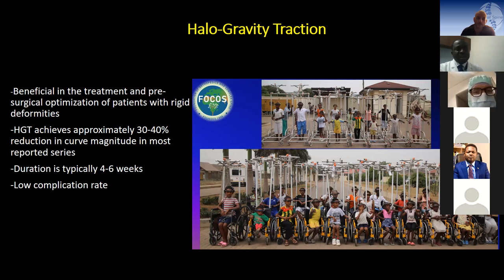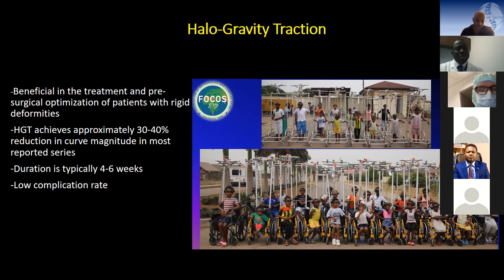Halo gravity traction is beneficial in the treatment and pre-surgical optimization of patients with rigid deformities. It achieves approximately 30 to 40% reduction in the curve magnitude in most of the reported series, and that's my experience as well. The duration typically is between 4 to 6 weeks. In places that have a very good setup, and I'm glad you asked that question, the complication rate is fairly low. Most of the encountered complications are usually due to pin site infections.